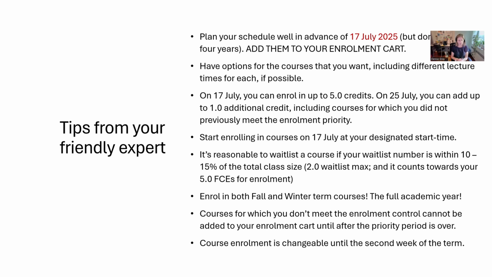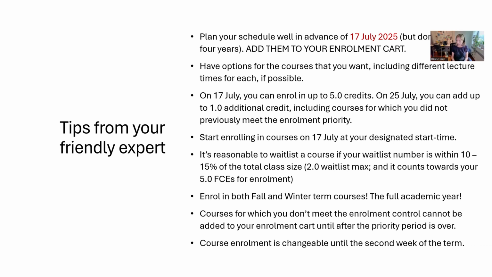It's reasonable to add yourself to a waitlist if a course is full and they offer a waitlist. It's reasonable to add yourself to the waitlist if your waitlist position is within 10 to 15% of the total class size. No, Timetable Builder is not updated in real time, but Acorn is. And so you'll be able to see immediately what your position is on the waitlist and the capacity of the course.